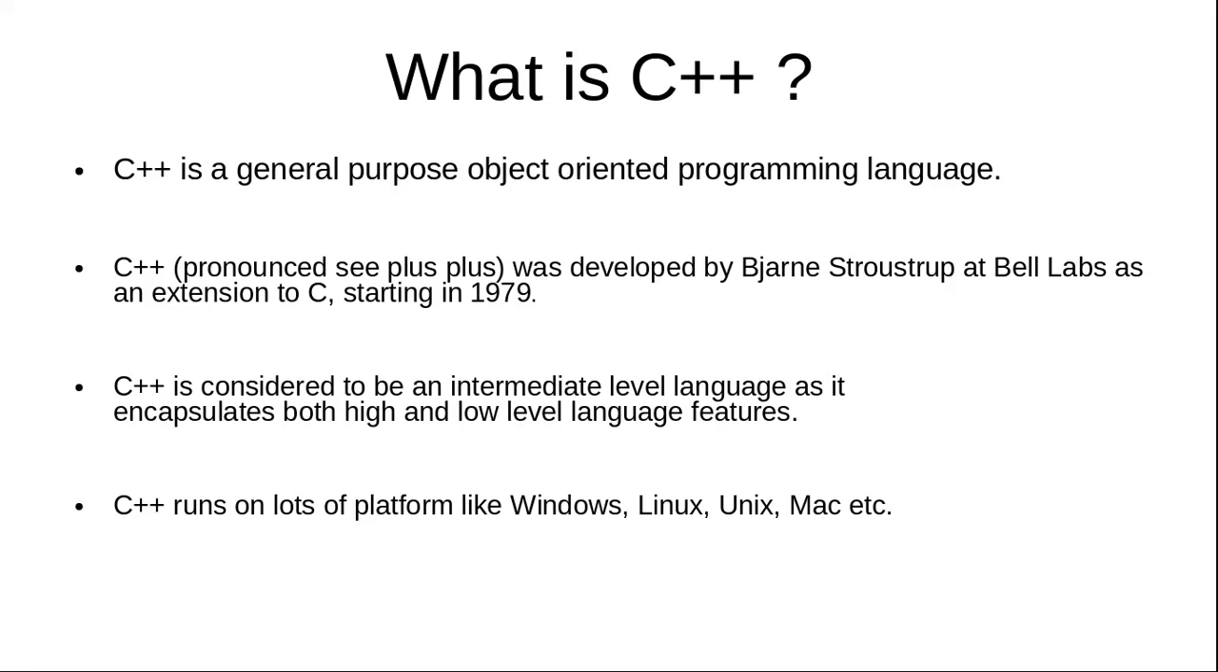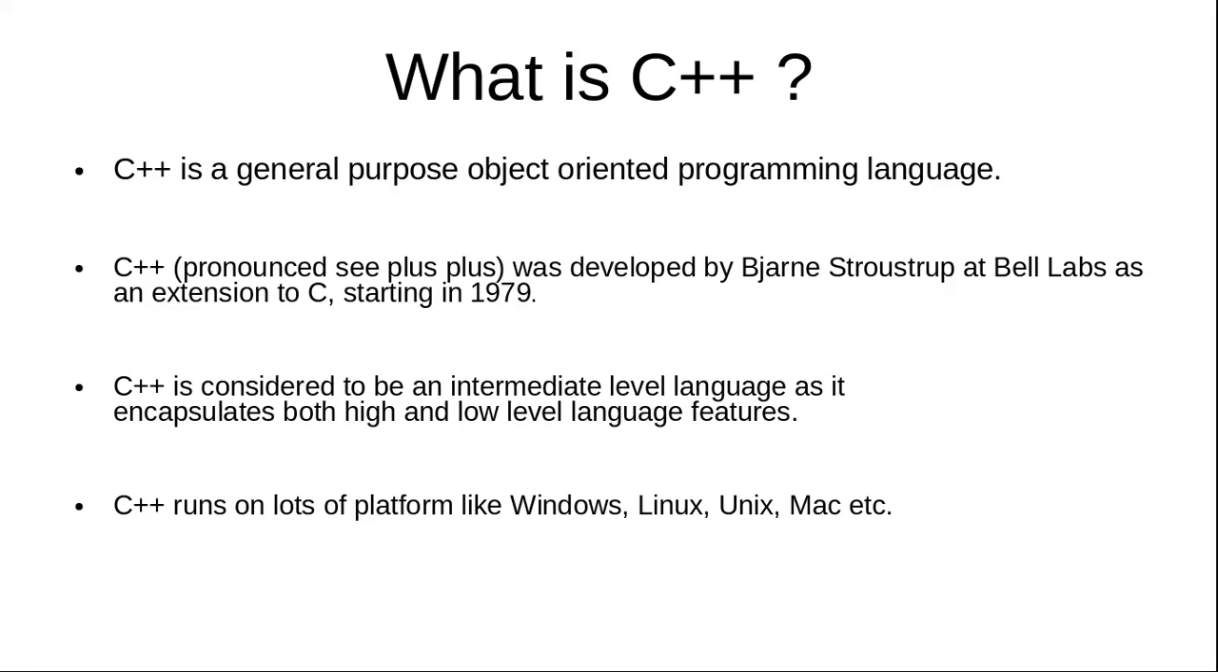Firstly, C++ is a general purpose object-oriented programming language. For those who don't know what an object-oriented language is, it is a language in which we tend to represent everything as an object. This helps us in writing programs for complex real-world projects in an efficient and simple way.